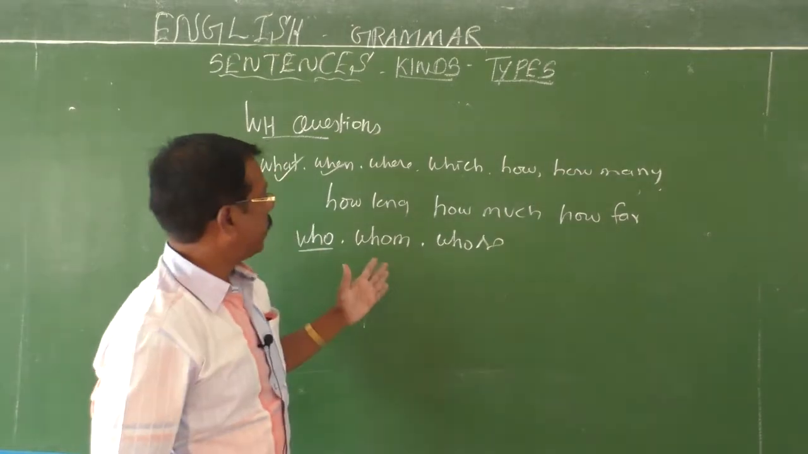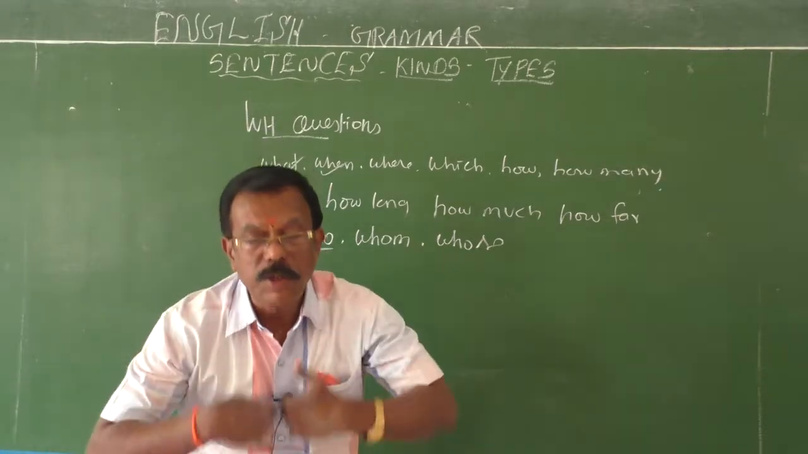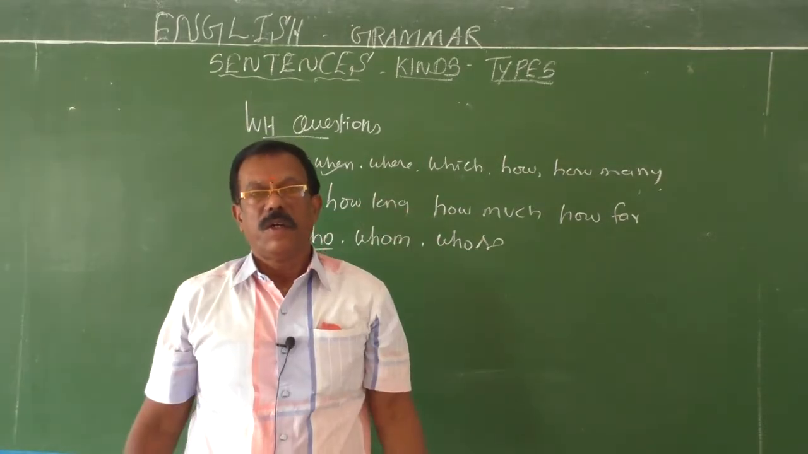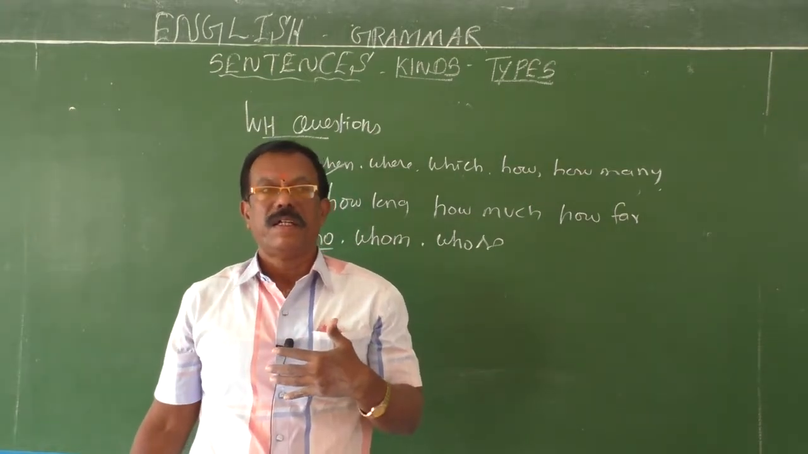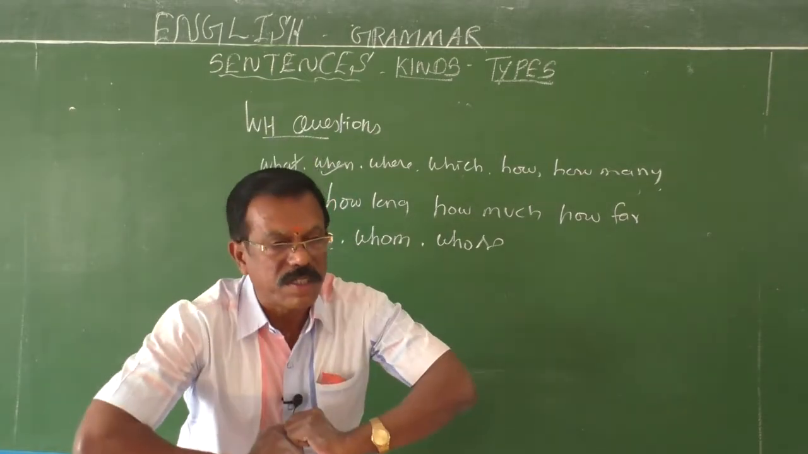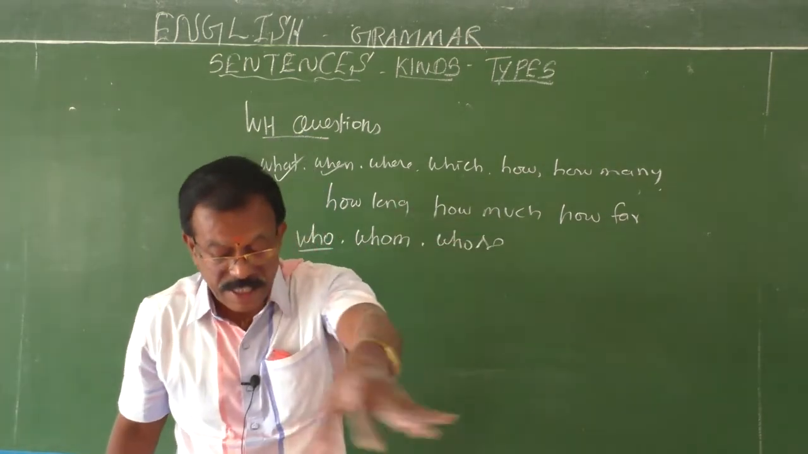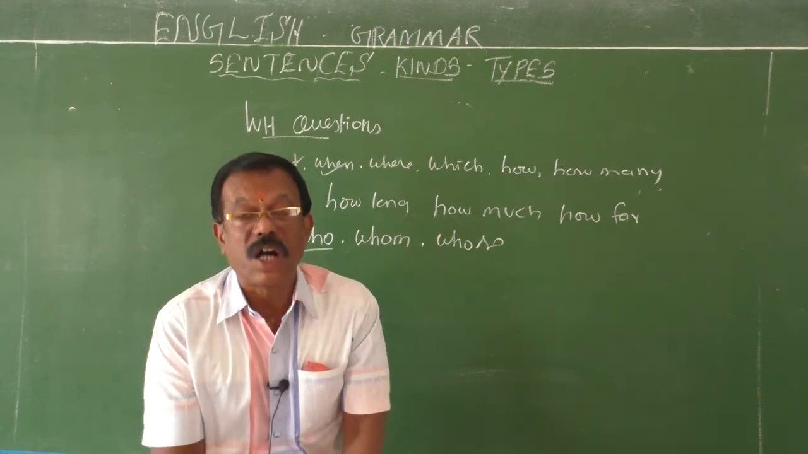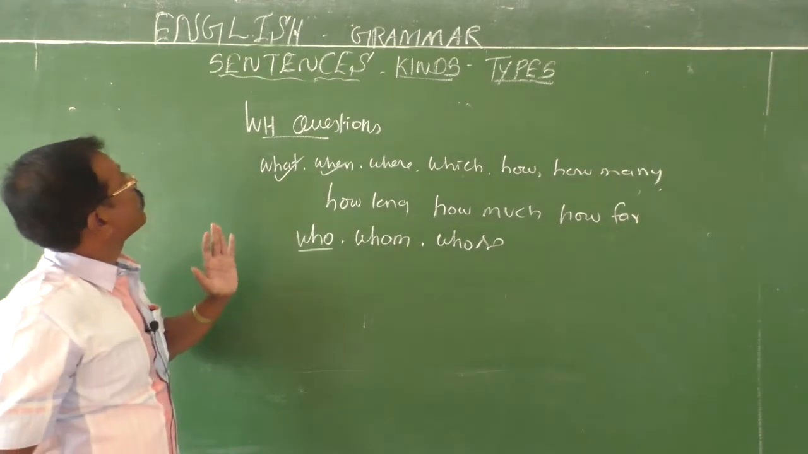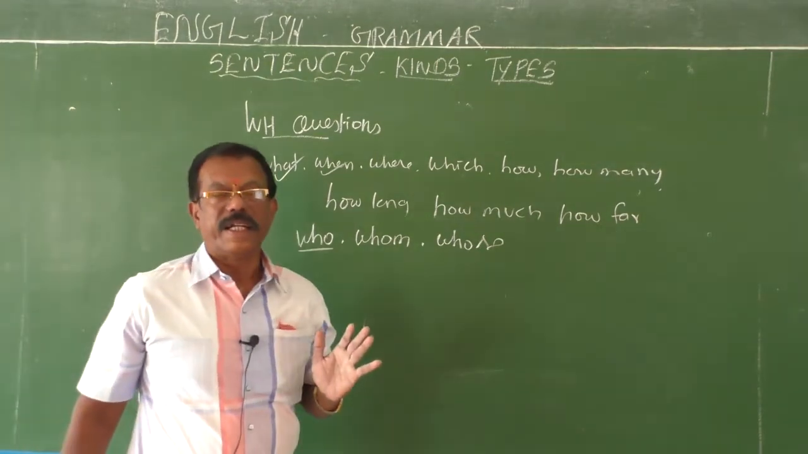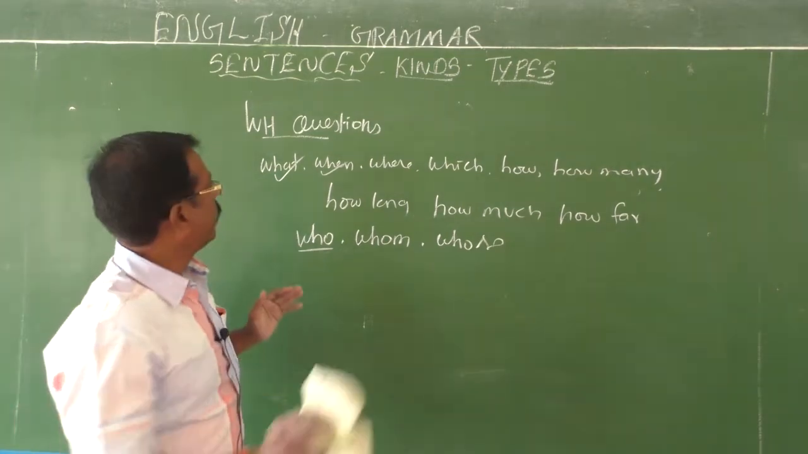Okay, fine. Then whom? Whom do you want to meet? Whom do you want to invite for your birthday party? Whom do you want to send these greetings? Okay, fine. Whose purse is this? Whose charts are these? Okay. So they are called WH questions because these questions begin with WH question words. Therefore, we call them WH questions.